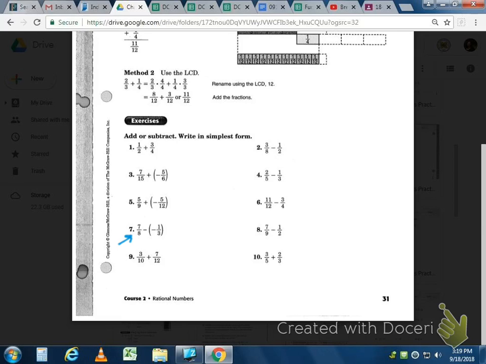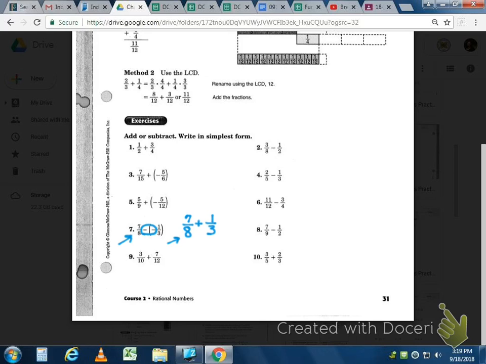7/8 minus negative 1/3. Double sign. Since they're the same, this becomes 7/8 plus 1/3. So that part isn't new. Rewriting them with one sign, if they're the same signs in that double sign, it becomes a plus. If they're different, it becomes a minus. This one, we're going to make 7/8 plus 1/3.